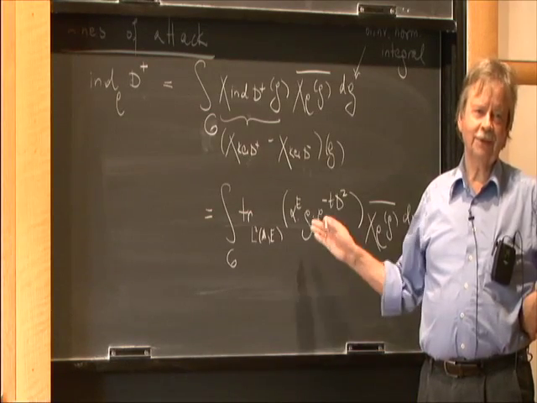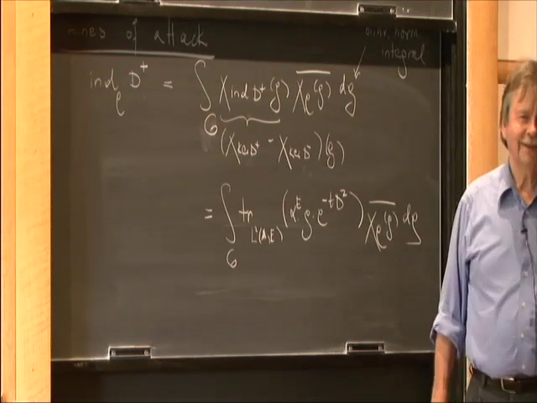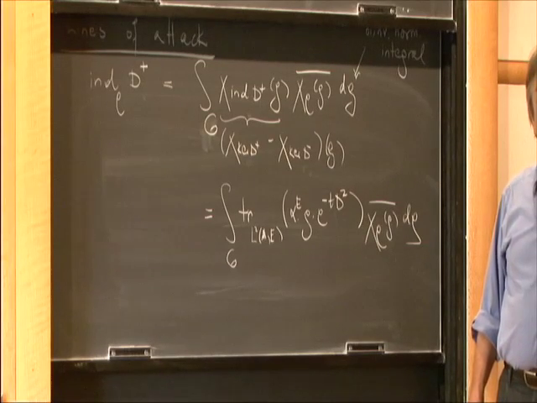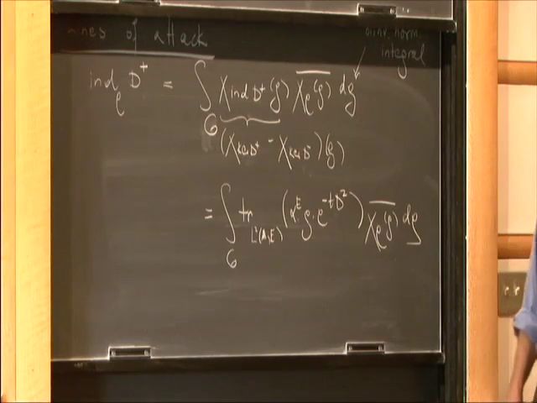So do you still have a problem? Yes, I still have a problem. With what? So you say, okay, so G acts on the kernel of D+. Yes. And you take the trace of that action. Yes. And that's it. Okay. Yeah, very simple.